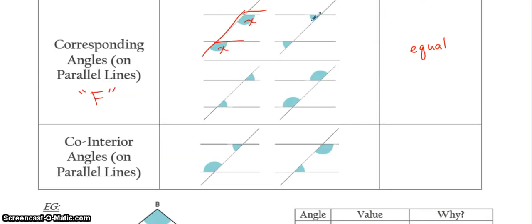So again, same side of the parallel lines. So these are both below the parallel lines, and same side of the transversal. They're both on the left. Both of these are above the parallel lines, and both of these are on the right of the transversal. So again, your F can be forward, it can be backwards, it can be upside down, anything at all that looks like an F.